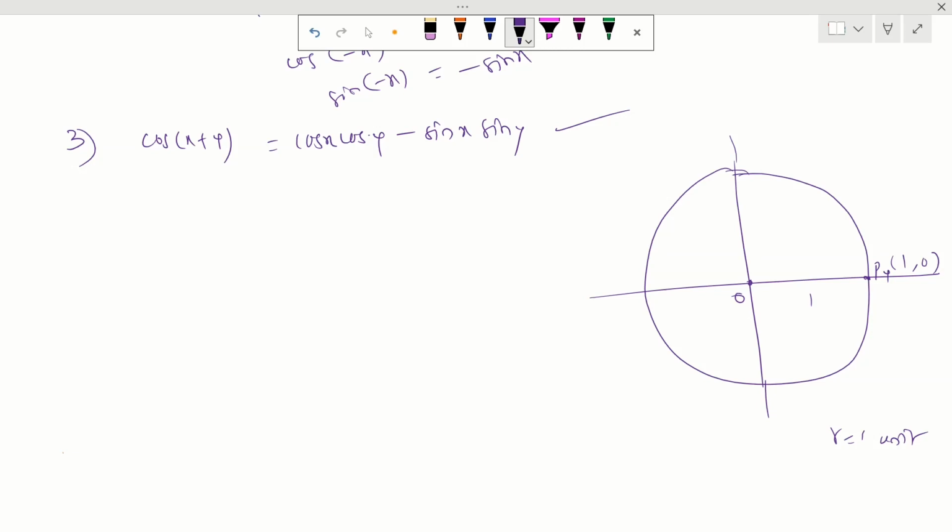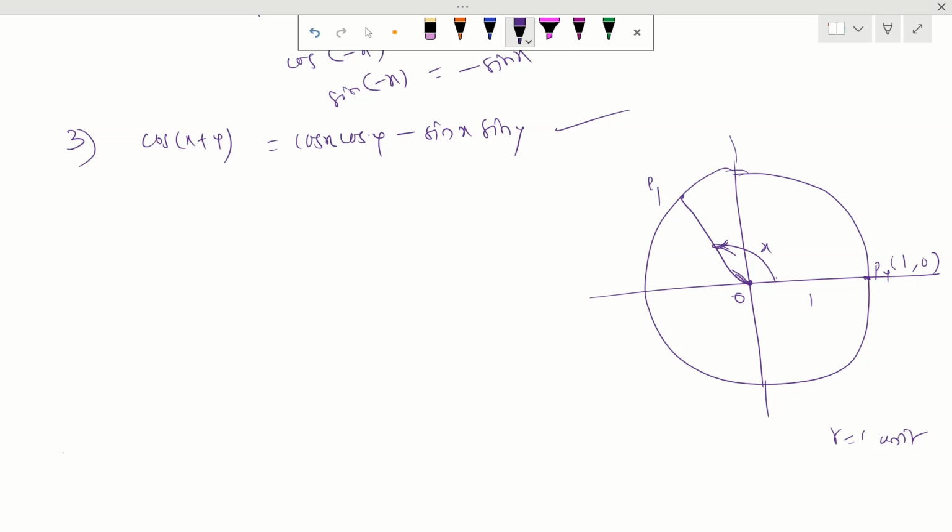Now I'm taking a point somewhere here, called P1. The angle from here to here is x. Suppose this angle is 120 degrees. We don't know, so I am just writing that P1 is more than 90 degrees, and this is the angle x.